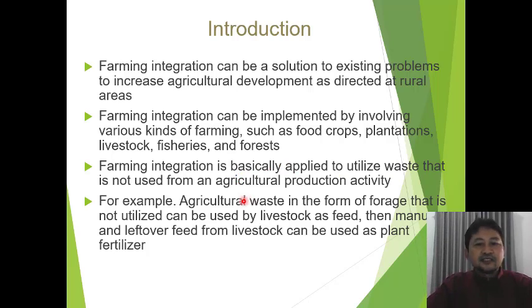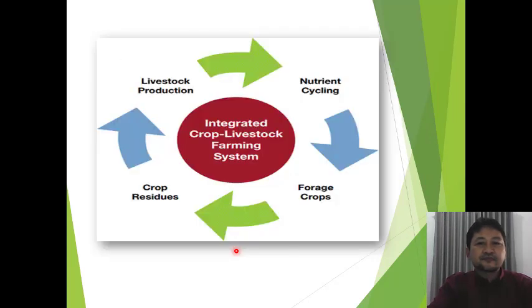For example, agriculture waste in the form of forage that is not utilized can be used by livestock as feed. Then, manure and leftover feed from livestock can be used as plant fertilizer. You can see in the picture there is a cycle between crops and livestock. They mutually need each other.